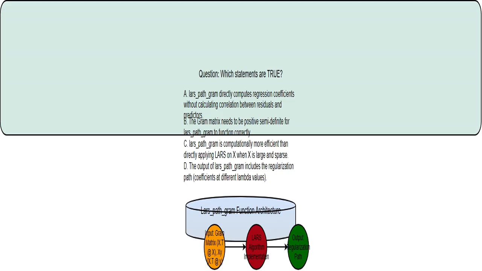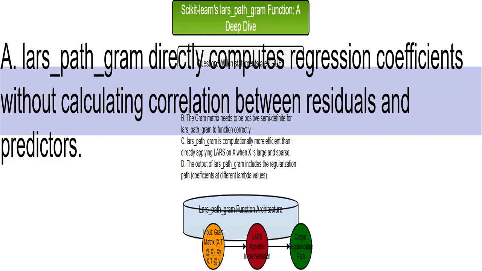This question asks you to identify the correct statements about scikit-learn's lars_path_gram function, used in least angle regression. We'll look at each statement to figure out which ones are true. Let's dive in. I found this statement to be false.